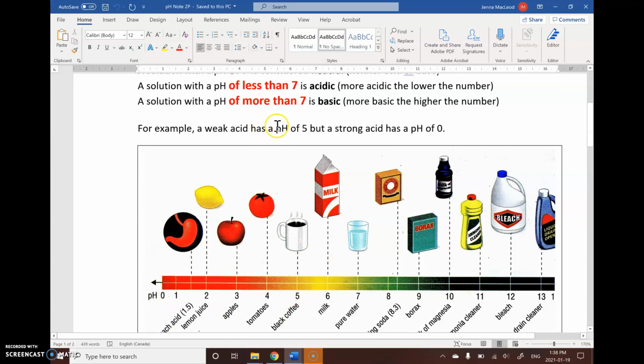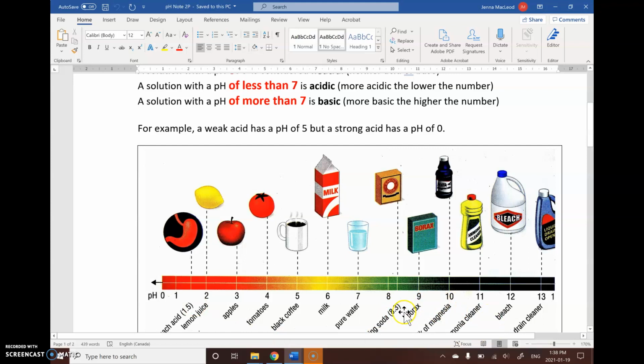Now, if you have a pH of more than 7, it's basic. So the higher the number, greater than 7, the more basic it becomes. So things like drain cleaner and bleach. Now, one thing to point out is if you have a number close to 7, for example, black coffee and milk, we call this a weak acid because it's closer to neutral, whereas stomach acid and lemon juice would be a strong acid.